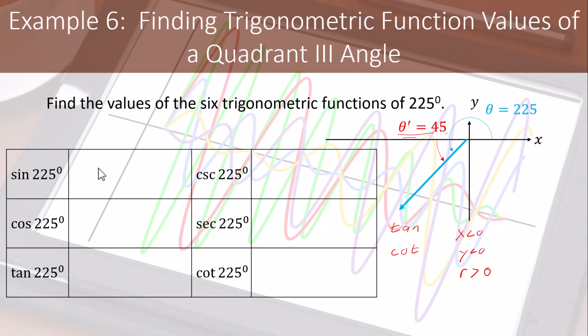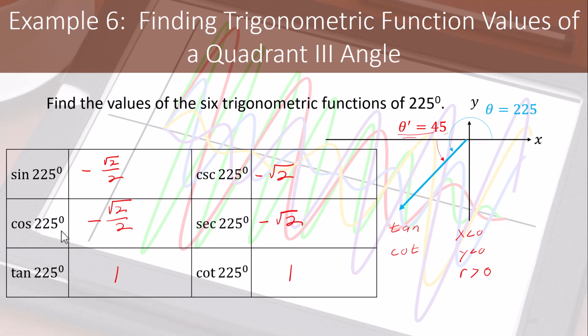The sine of 45 degrees is the square root of 2 over 2. The cosecant of 45 degrees is the square root of 2. The cosine of 45 degrees is the square root of 2 divided by 2. The secant of 45 degrees is the square root of 2. The tangent of 45 degrees is 1. Cotangent is also 1. And every single trig function is negative, at least for 225 degrees, with the exception of cotangent and tangent. So these are positive and these are negative. And that is your answer.